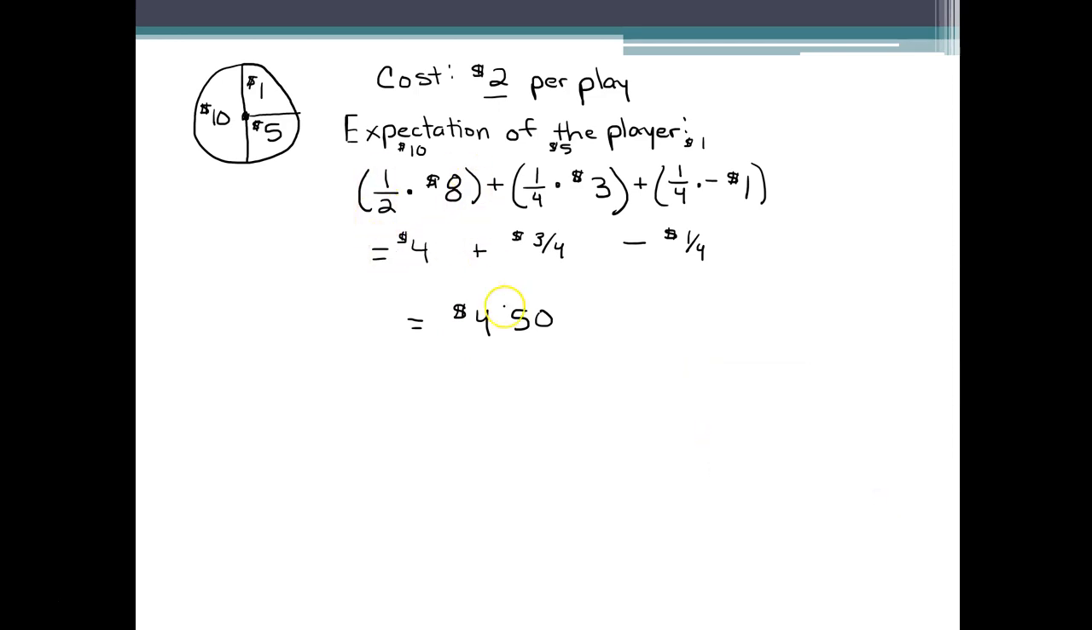Play that game a ton of times, you can expect to walk away on average $450 richer per play. So that's not so bad. Now, if you wanted to set the game to have a fair price so that a person could sit there and play and play and play and then walk away breaking even, you take that expectation of $450 plus the $2 it costs to play, and you say, well, the fair price to play would be $650.